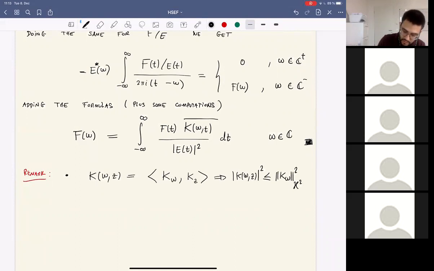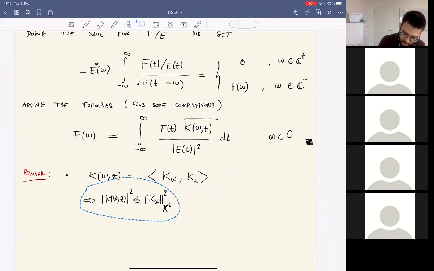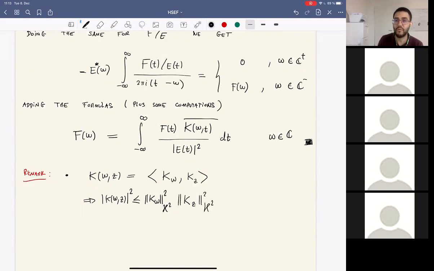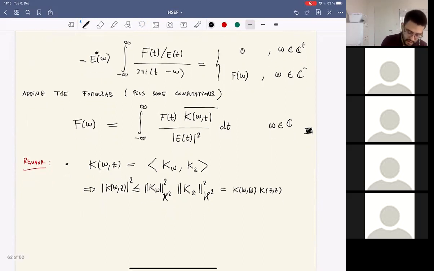And then again, the norm in H2. But what's the norm? The norm is the inner product of the function with itself. But since it's a reproducing kernel, we just evaluate at the point. So this would be exactly K_w(w) and K_z(z). Okay. So we have this nice inequality to keep in mind.